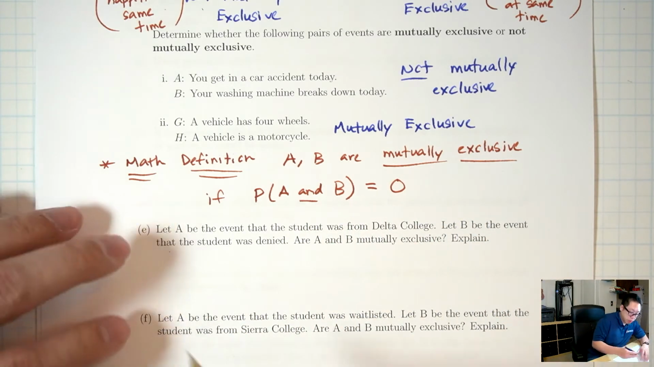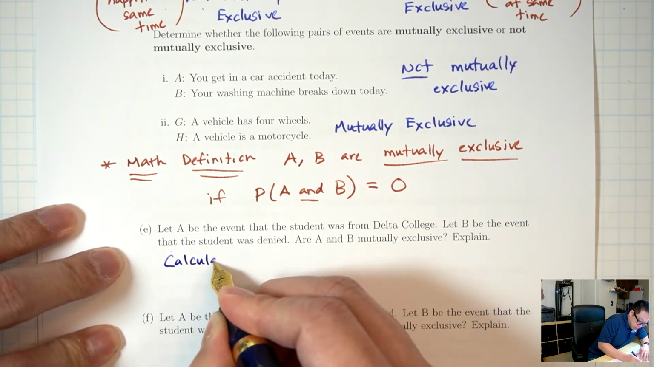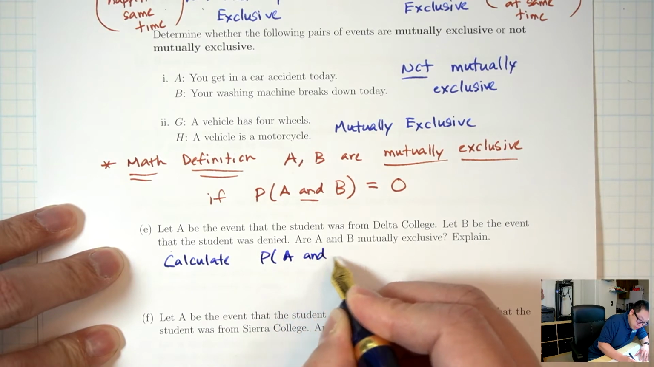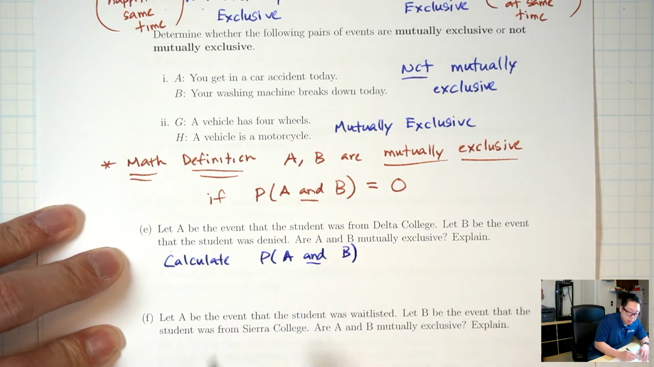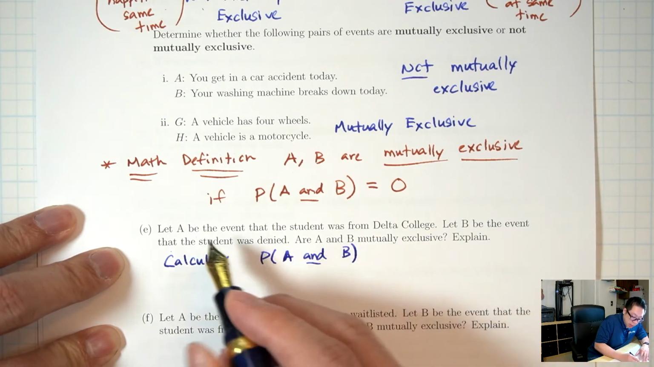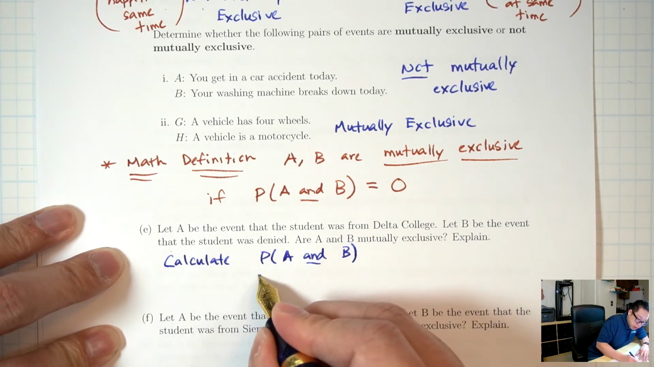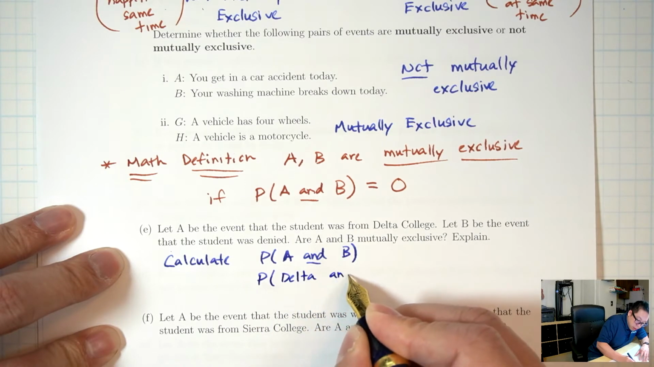So we're going to first calculate P of A and B. It's always going to be and. In this case, A means something and B means something. A meant Delta and B meant denied. So we're actually looking for P of Delta and denied.